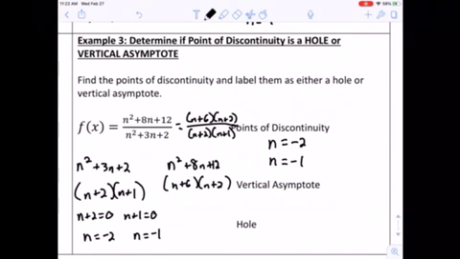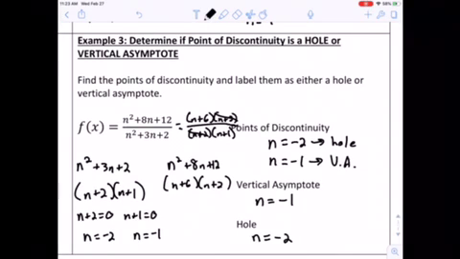Now if we look, there's an n plus 2 on both top and bottom. They cancel out. Since the factor n plus 2 got us the point of discontinuity n equals -2, that would be a hole. Because n plus 1 did not cancel out, that makes it a vertical asymptote. And so now, let's rewrite those in the correct category. So n equals -1 is the vertical asymptote, and the hole is n equals -2.